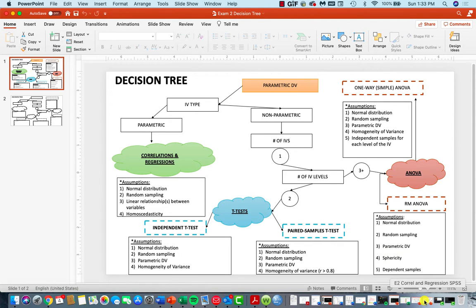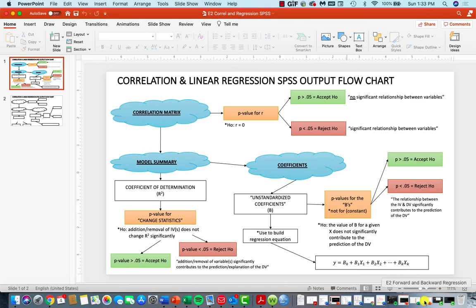Going into our output for SPSS, this is kind of a guide that will help you read the output. These portions in the blue clouds represent different tables of interest to you within your output. The first table you'll usually see in the output is your descriptive statistics, so your mean and standard deviation if that's something that you chose.